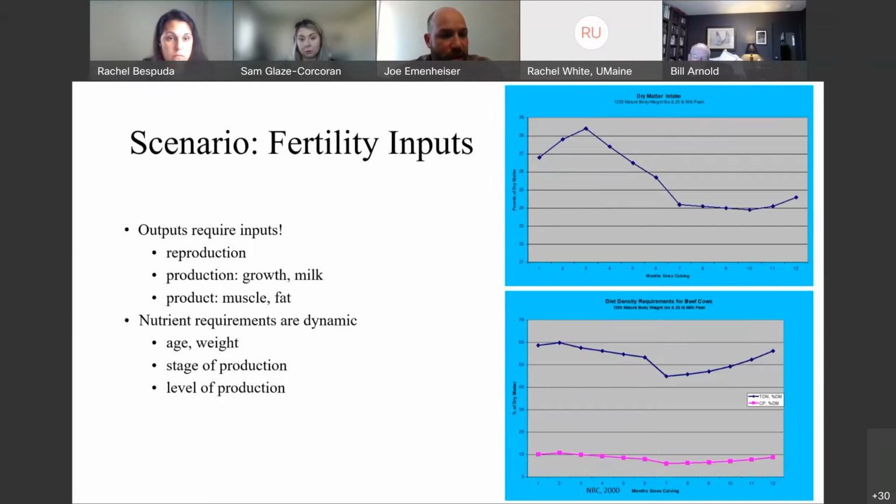And so I threw up two quick slides here from a beef cattle example, a cow-calf system. That's, again, not the only example of livestock production, but these are their nutrient requirements throughout the year. And rather than presenting them on a calendar basis, they're presented on months since calving, because the nutrient requirements of animals are going to vary depending on their stage of production and their genetic ability to produce.